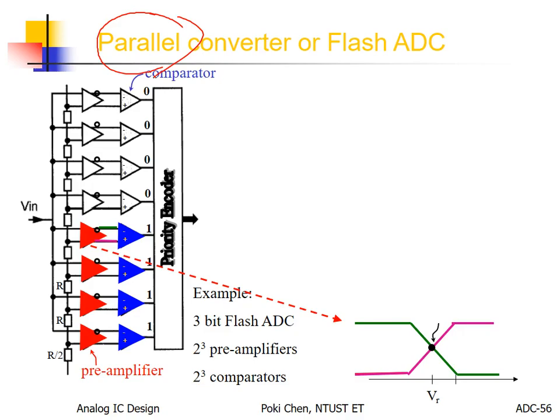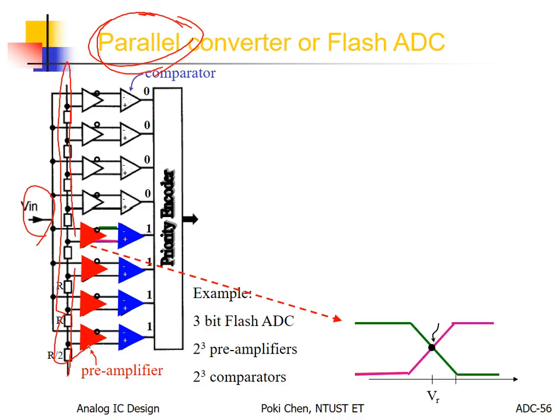You can see it adopts parallel conversion because the input is compared to all the quantization levels. And how to generate such quantization levels? Usually through voltage division. But this is in the voltage domain. If you do such a conversion in the current domain, then you need to have a current division, current sharing, or the so-called current steering.